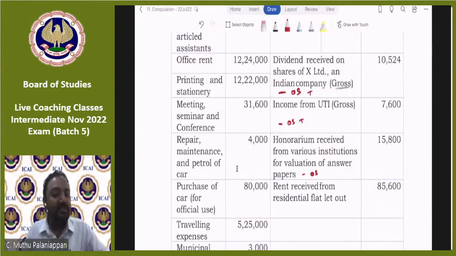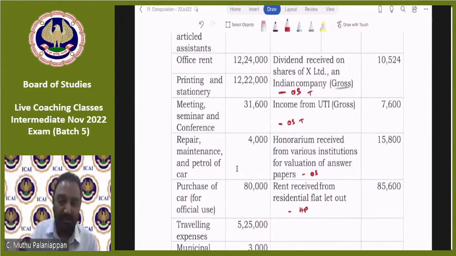And then rent received from the property should be removed from your business or profession. It should be considered under house property. So that is what it is about, your rent received. So these are all the income sides, the adjustments that we need to do with respect to these sets of income.